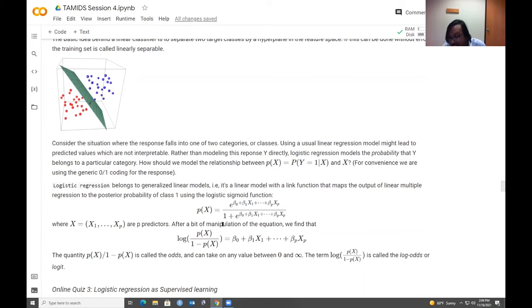But it is a generalized linear model because we are not working with the actual response. This quantity, p of y equal to 1 given x, which I have put as p of x as a shorthand, divided by 1 minus p of x is called the odds. And since we have a log in front of it, we call this expression log odds or logits.